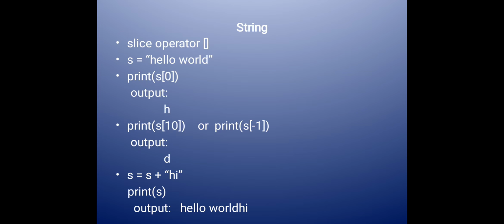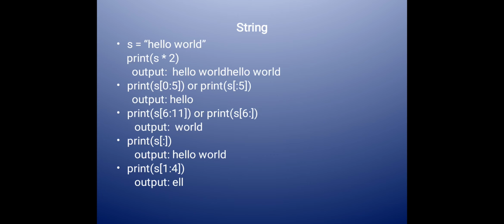Next comes the concatenation. Concatenation is possible in string, that is s is equal to s plus high. Here we are trying to concatenate s, which already contains the value hello world, plus, within double quotes, high. We can concatenate any string according to our wish. So here I have taken the string high. Then while printing s, the output will be hello world high.